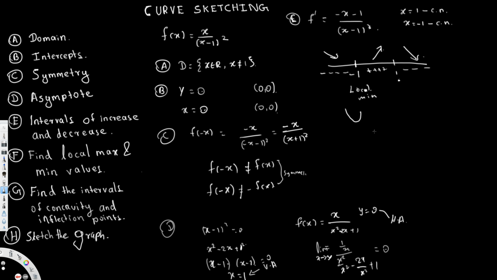The next one is asking to find the intervals of concavity and the inflection points. I'm doing the G part now; this was the F part. To find the concavity, I have to take the second derivative. We have the first derivative right here, minus x minus 1 over (x minus 1) cubed. If I find the second derivative of this one, I will get 2x plus 4 over (x minus 1) to the power 4. So this is my second derivative.